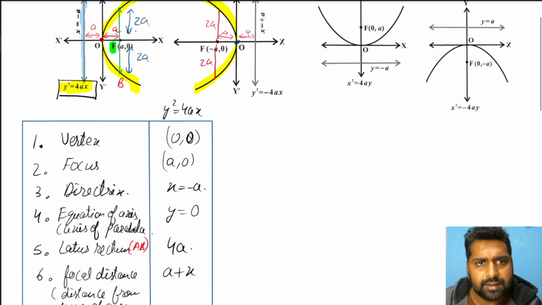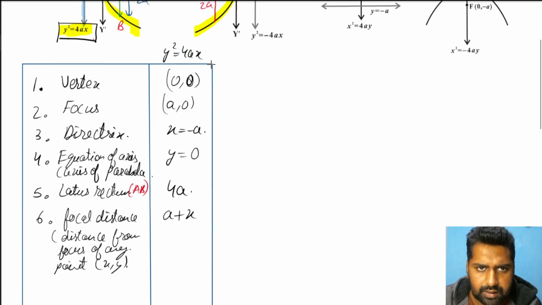So I'm creating the table, but you don't have to learn it. You just learn it for any one. And for the remaining, what you can do is improvise accordingly.